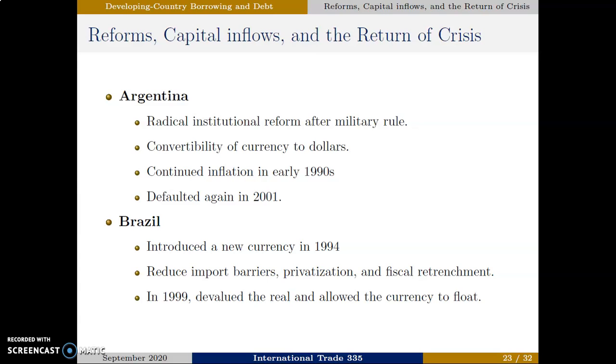Brazil had to introduce a new currency in 1994 in order to deal with the crisis. The government also committed to reducing import barriers, privatization, and fiscal retrenchment. However, it was only in 1999, when the real was devalued and allowed to float, that Brazil's economy started to recover.